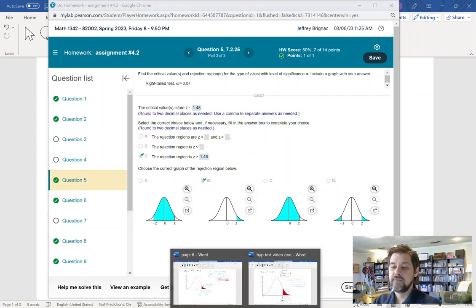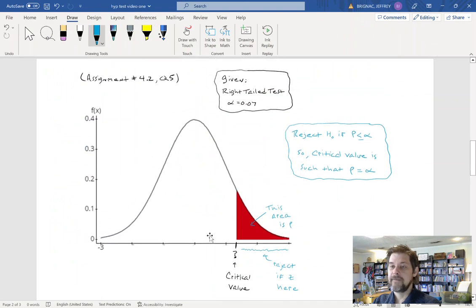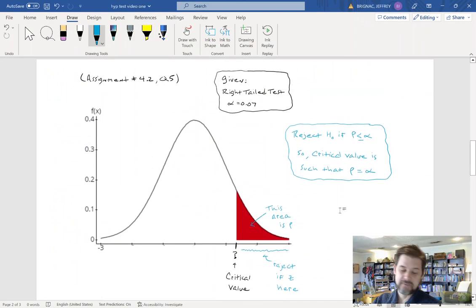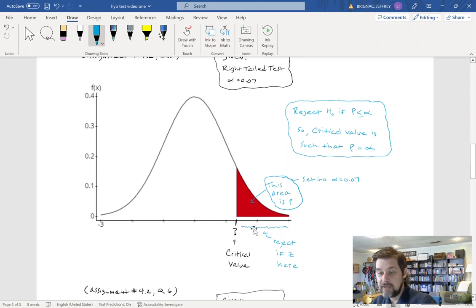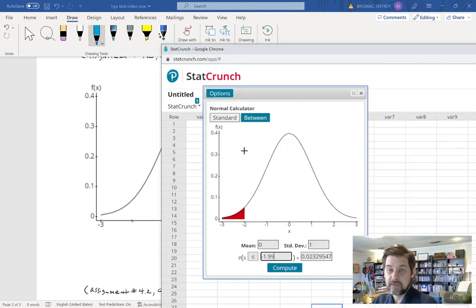So here's what I would do to solve it. I need this to be 0.07, okay? Because remember, I would reject if P, the area of this region, was less than or equal to alpha. So at the bare minimum, I can let it be alpha, okay? So set alpha equal to 0.07. All right. And then I'll find this number, which would start this region off where the area is 0.07. That shouldn't be too hard to do. We do that with StatCrunch.